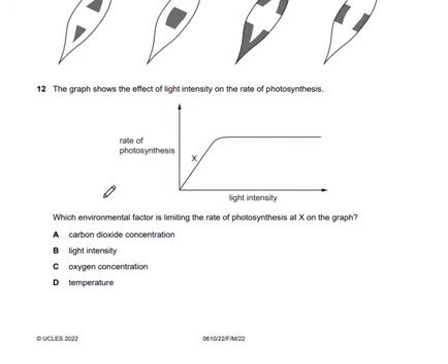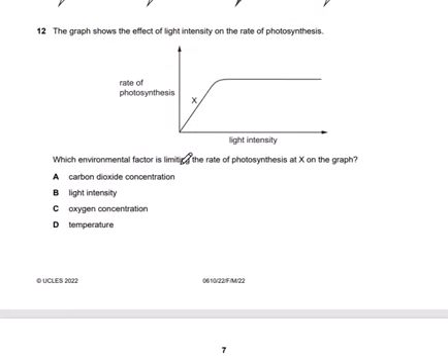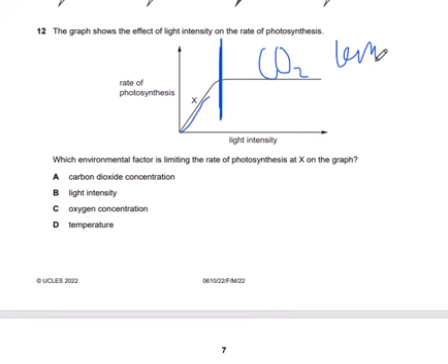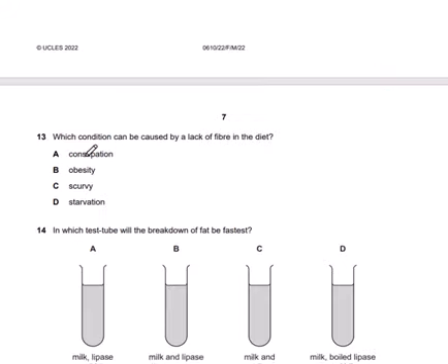The graph shows the effect of the light intensity on the rate of photosynthesis. Which environmental factor is limiting photosynthesis at X? When you see this diagram, as you increase the light intensity, the rate starts to increase until this point. So below this point, light intensity is a limiting factor. And then after, when it's constant, carbon dioxide may be limiting, maybe temperature is limiting, and other factors as well. So light intensity would be the answer.